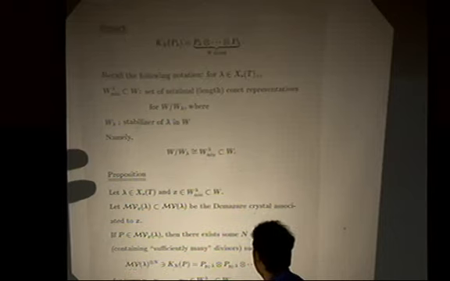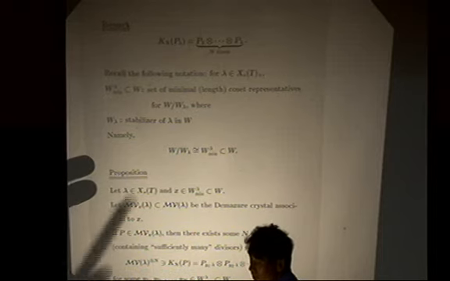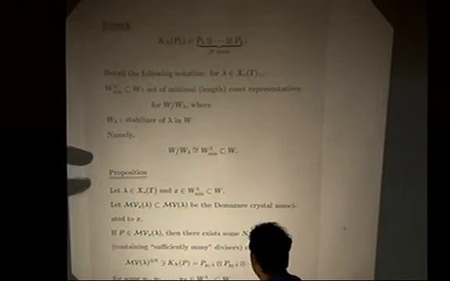And now we recall the following notation for lambda, a dominant co-weight. We denote by W^lambda_min the set of minimal length coset representatives for W over W_lambda, where W_lambda is the stabilizer of lambda in W. Namely, we have this bijection as a set. Now the following proposition. We have the following important proposition.